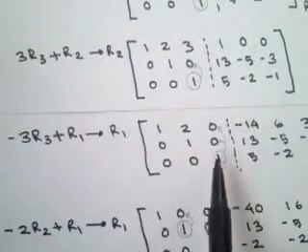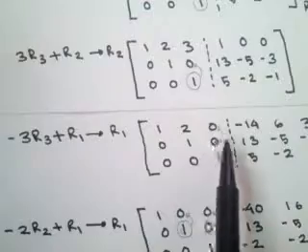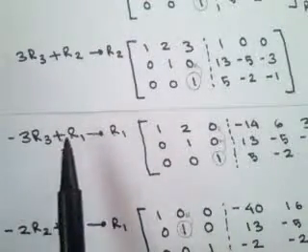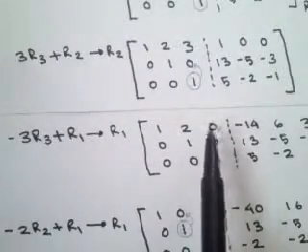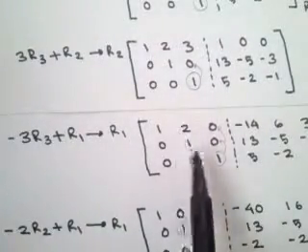So we are making this one here a leading one, and we have to make all the elements above it zeros. So if we multiply -3 with R3 and add R1 we get R1 0, and we'll continue the process like that.